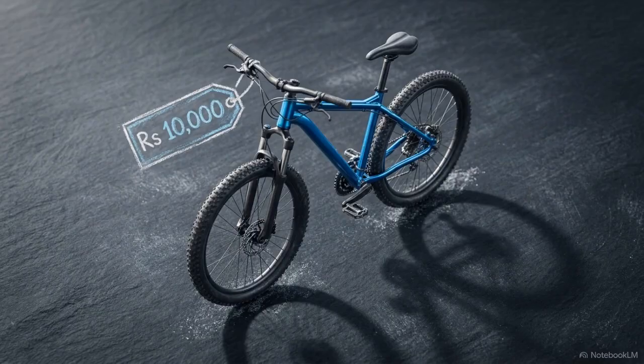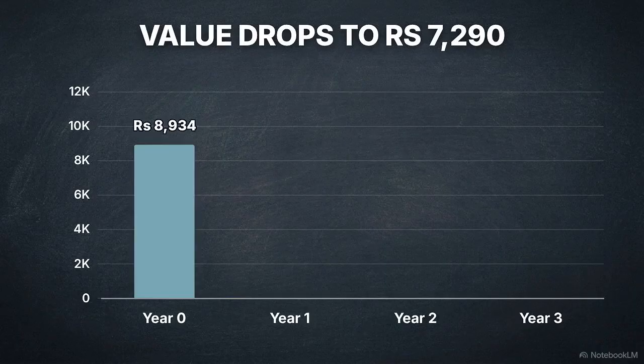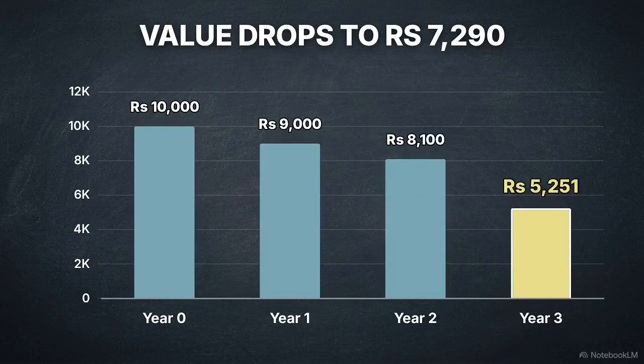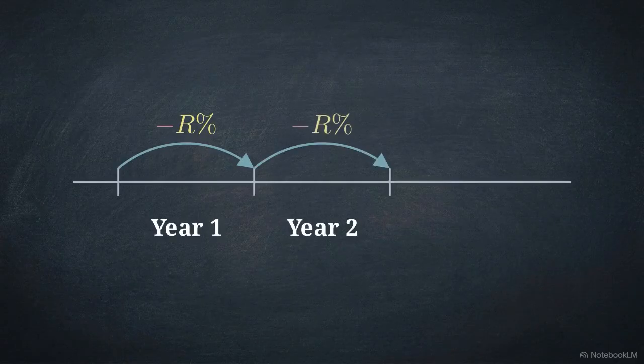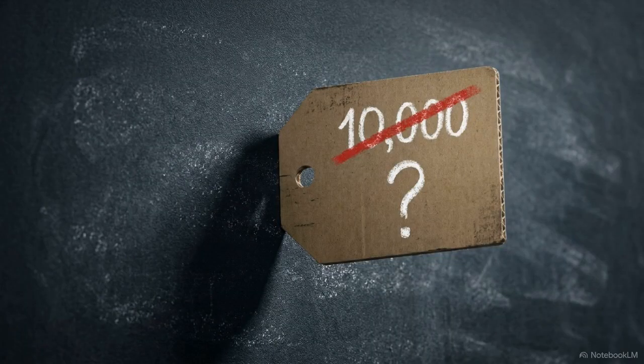Let's look at a classic problem in mathematics. A mountain bike was originally purchased for 10,000 rupees, but after 3 years of riding, its value has dropped. Specifically, it drops down to a final value of 7,290 rupees. Assuming the same compound depreciation rate is applied at the end of each year, the question we need to answer is, what fixed percentage of its remaining value did this bike lose every single year?